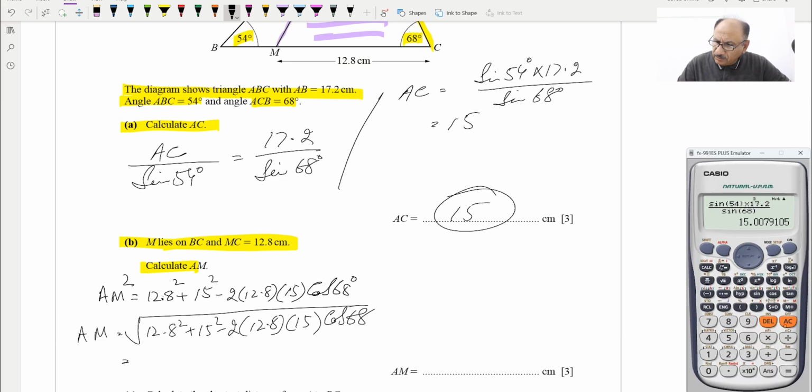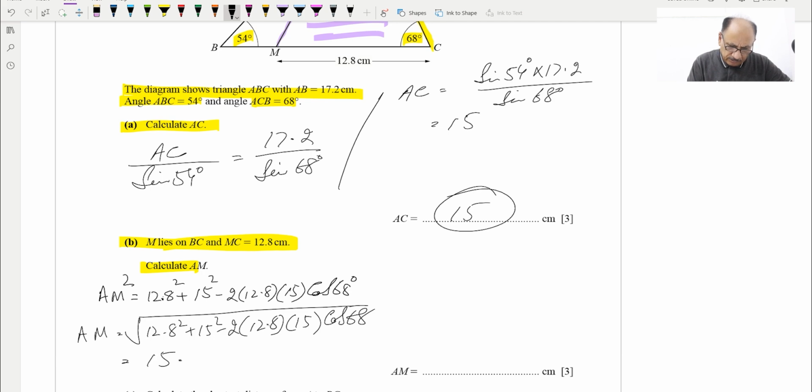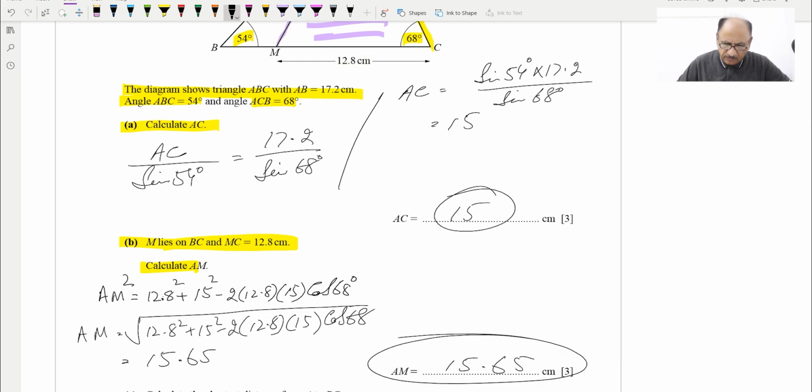and we will put everything in the calculator. So this will be 12.8 square plus 15 square and minus 2 into 12.8 into 15 and into cos of 68 degrees, and this will give us 15.65 centimeters. So 15.65 centimeters, this will be our answer for 3 marks.